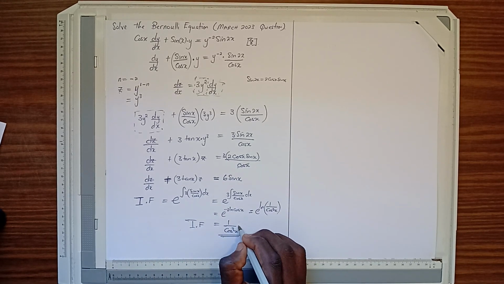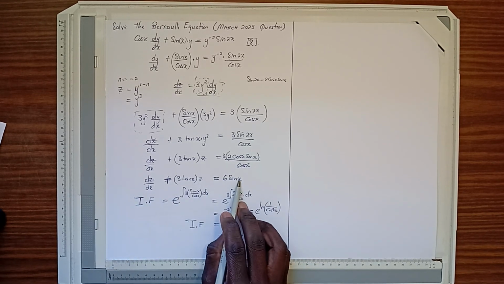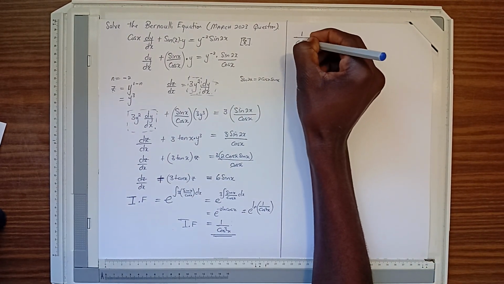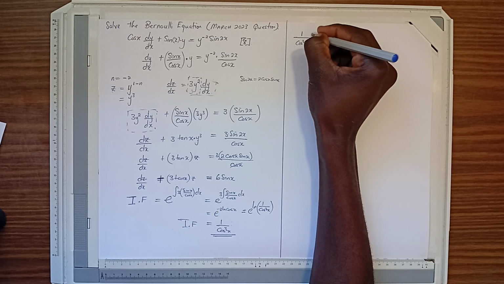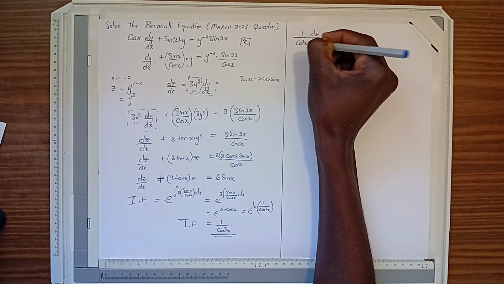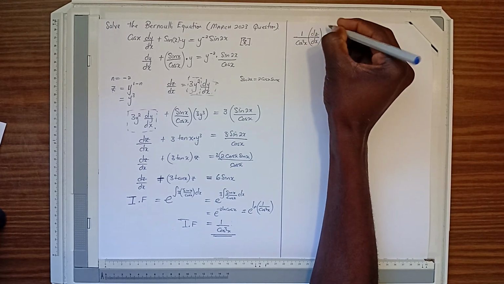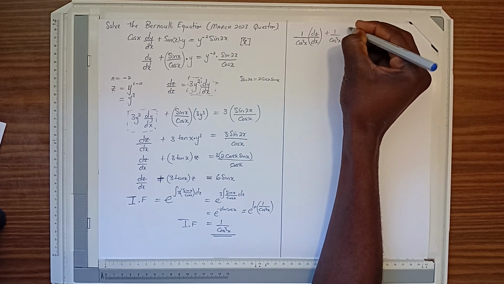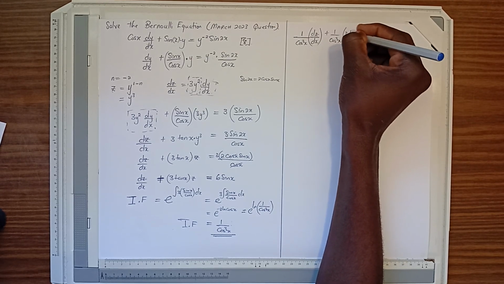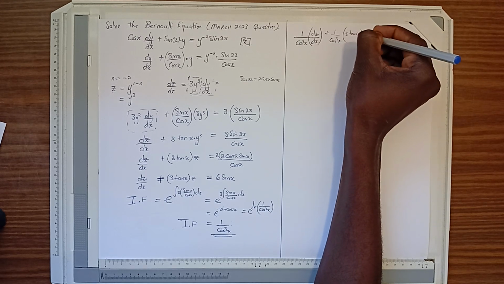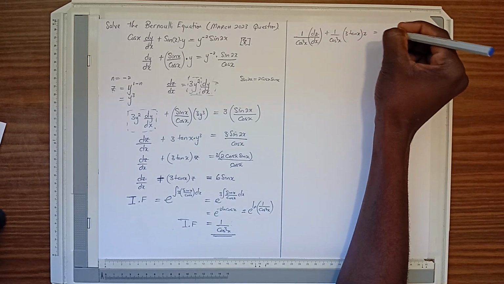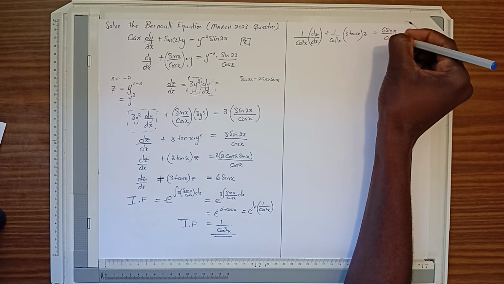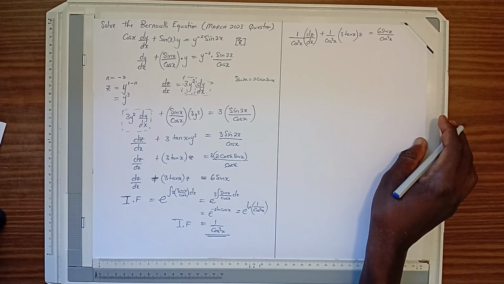So we take this integrating factor and we multiply everything here. So 1 over cos cubed of x dz over dx plus 1 over cos cubed of x multiplied by 3 tan of x by z is equal to 6 sine of x over cos cubed of x, like this.